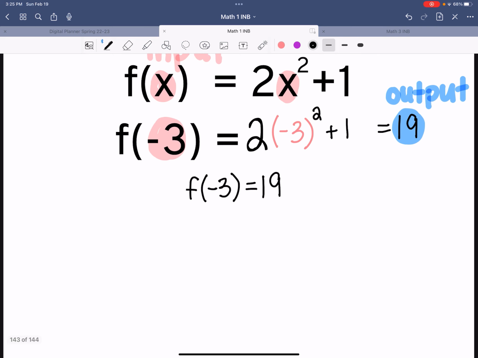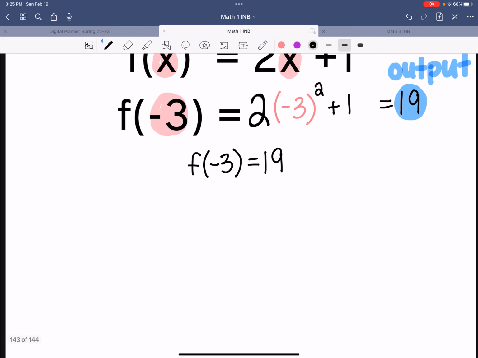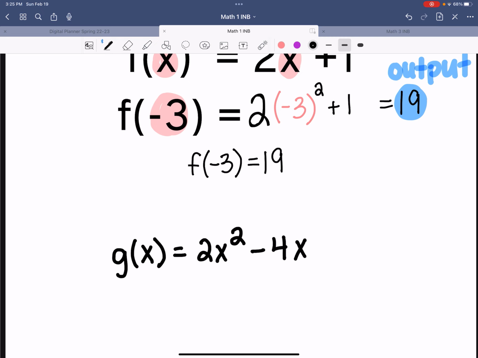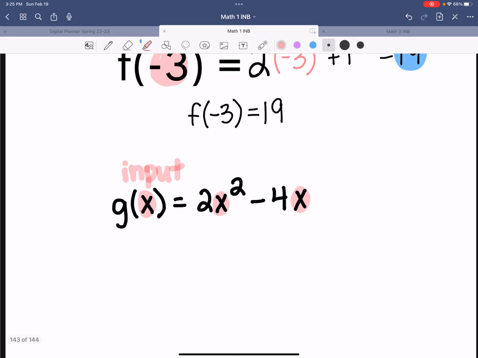Now, let's say I adjust this just a little bit, and I say that I have g of x is 2x squared plus, or let's do minus 4x. So we're still going to have our input. Our input is still going to be x. This is still going to be our input value. But this time we're going to do an input into multiple x spots, okay? Because there's multiple x's. So let's find g of -2.